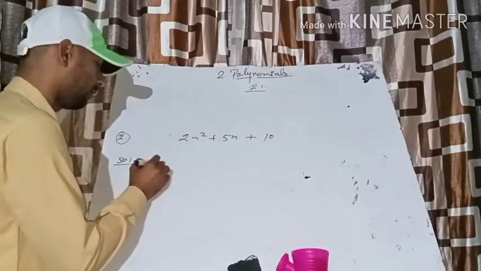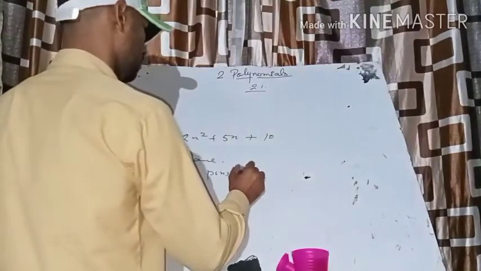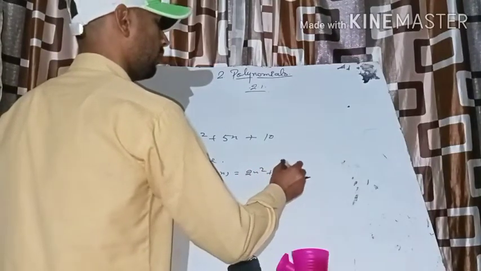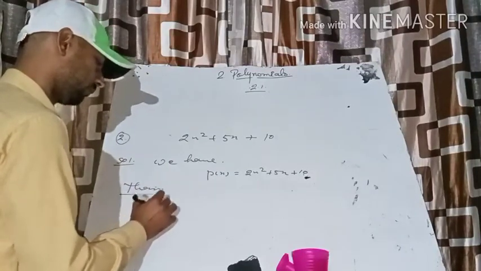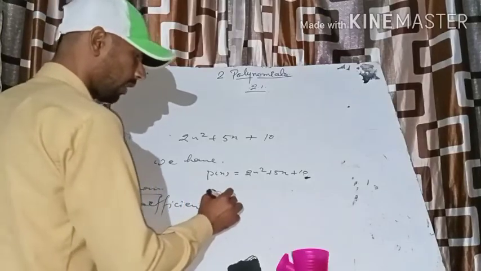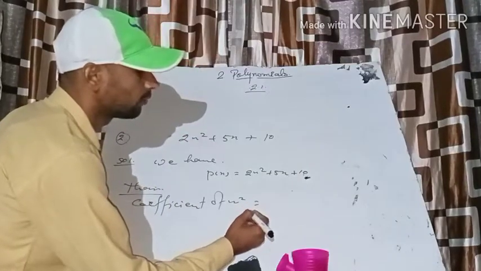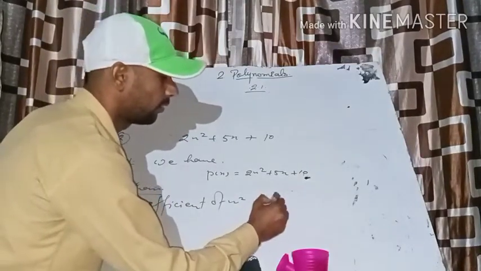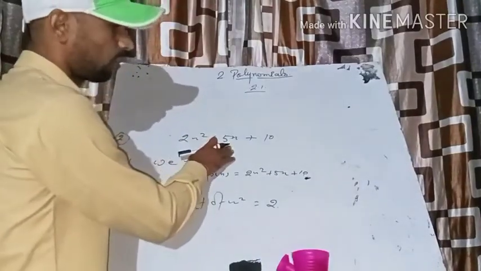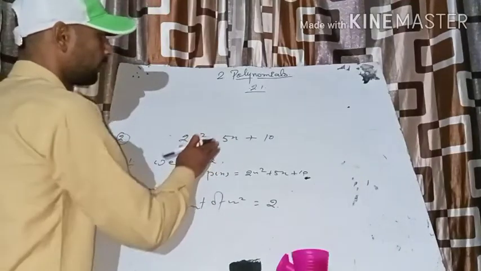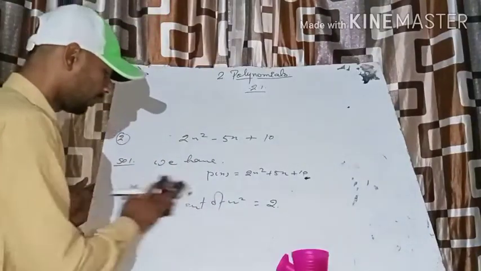Here is the solution. We have p of x equal to what? 2x square plus 5x plus 10. Then the coefficient of x square is what? Except the x square, the rest of the terms are not included. It is your coefficient of x square. Clear? Now, if it is asking about the coefficient of x, then 5 will be the coefficient. Suppose that it's minus, then minus 5.